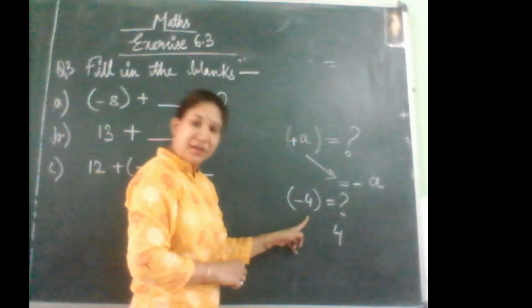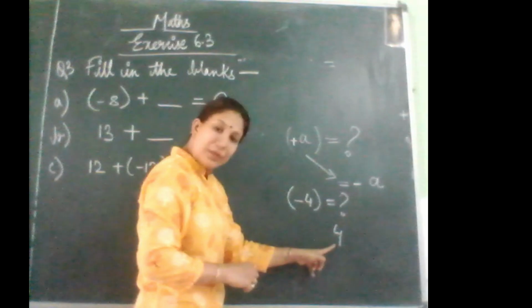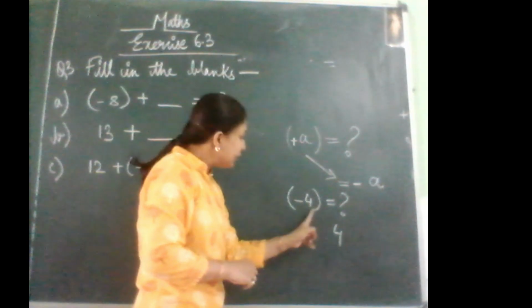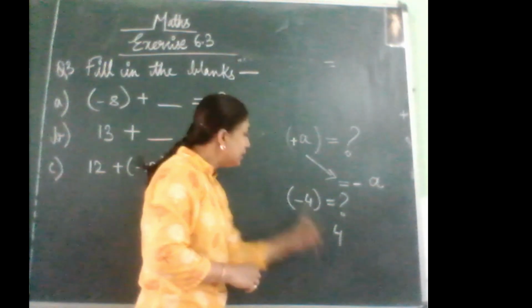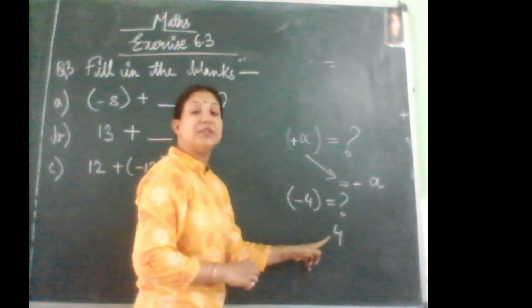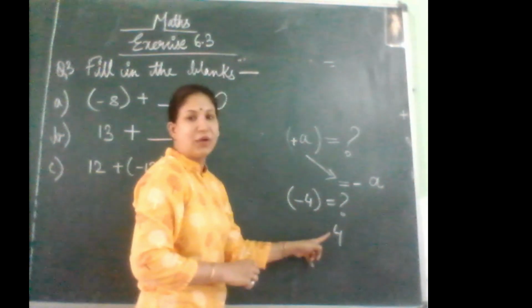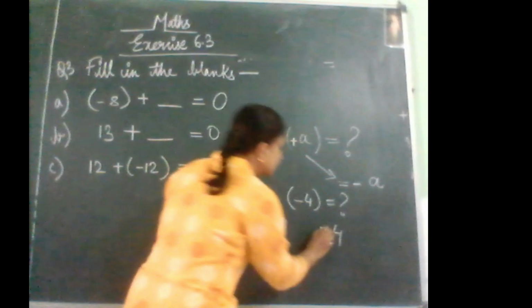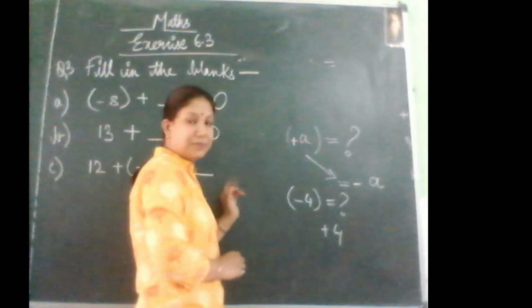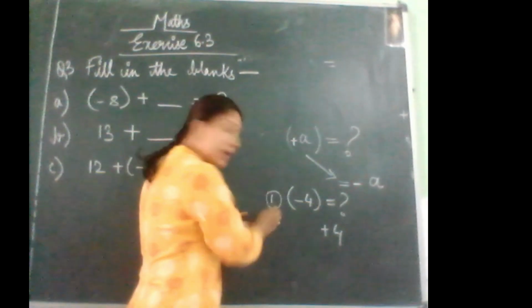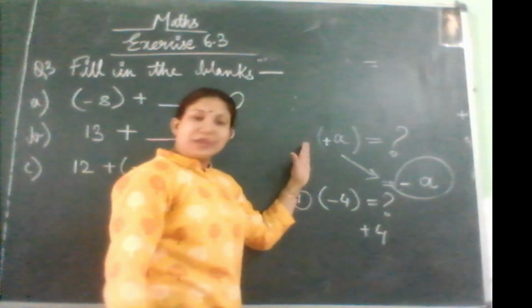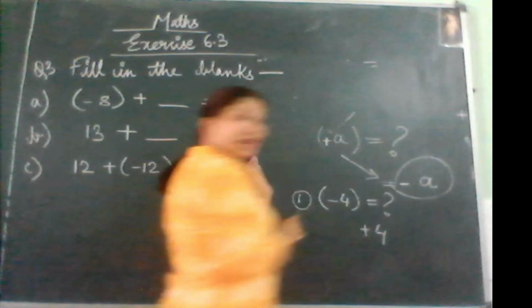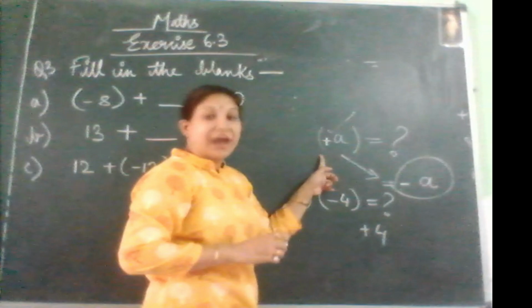When you talk about additive inverse, the value will be same. Magnitude will be same. But there will be a change in sign. Opposite sign you have to take. If it is minus, this will become plus. First thing. The second thing is, now here you can see this a plus a is my additive identity.